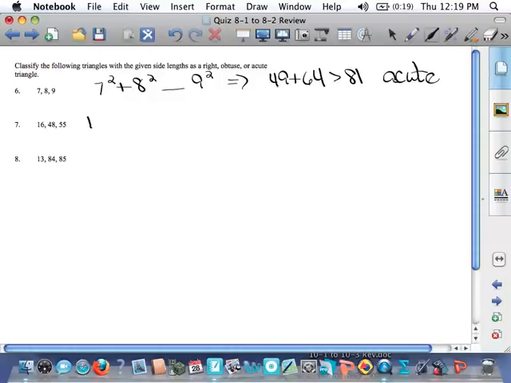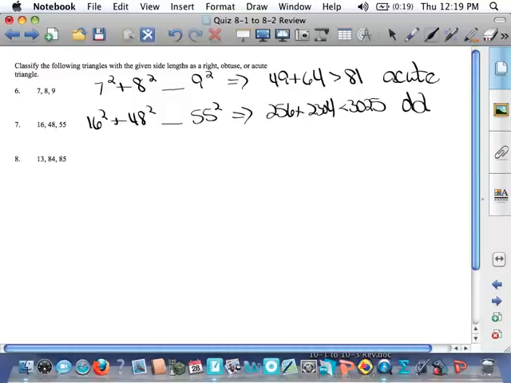The second one, 16 squared plus 48 squared. And how does that relate to 55 squared? So I have 256 plus 2304, and that is less than 55 squared, which means this triangle is obtuse.